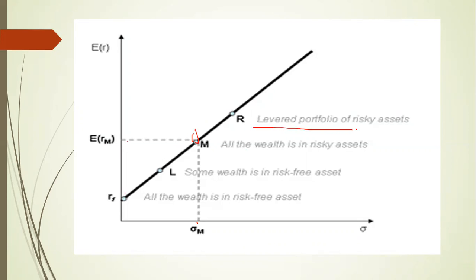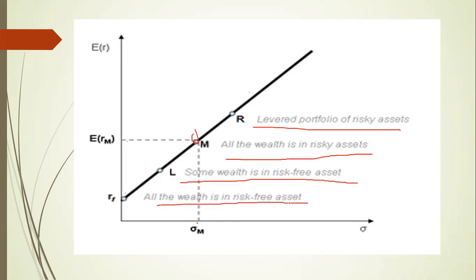For a leveraged portfolio of risky assets, on the higher part of the line, all the wealth is in risky assets. Then it represents that some wealth is in risky assets, and on the other end all the wealth is in risk-free assets. So this is the combination of risk-free and also risky assets. This is how we calculate the CML.